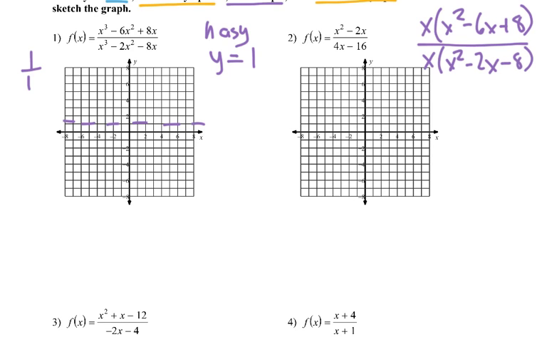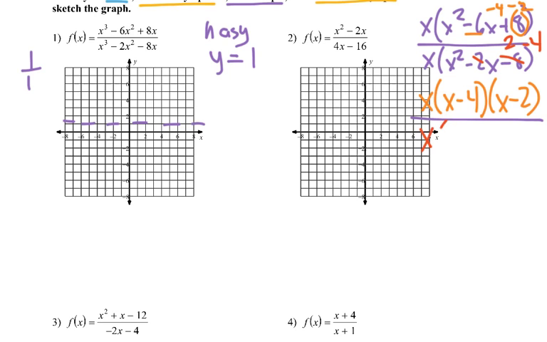Now we factor these. Factors of 8 that add up to negative 6: negative 2 and negative 4. So I get x times x minus 4 times x minus 2. There's my top. Now on the bottom, factors of negative 8 that give you negative 2: a negative 4 and a positive 2. So I have x times x minus 4 times x plus 2.